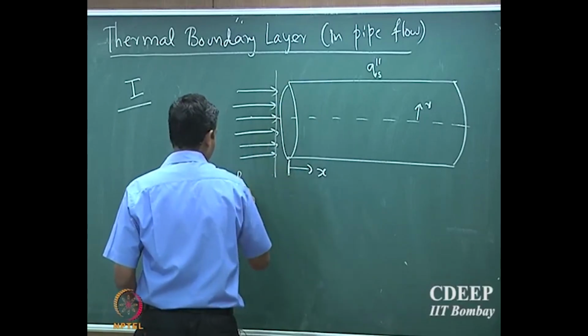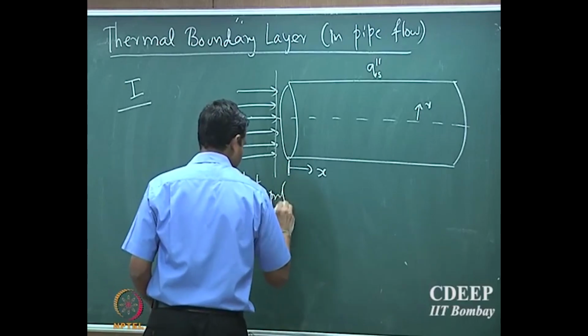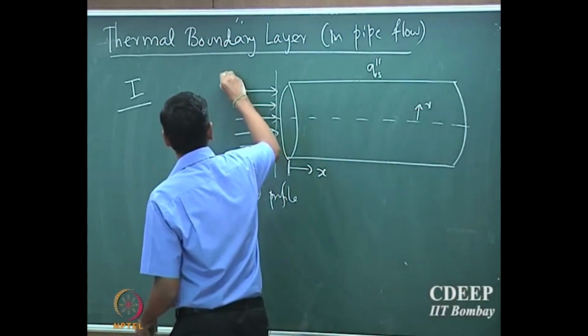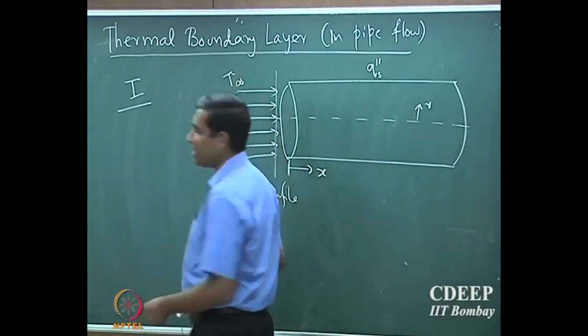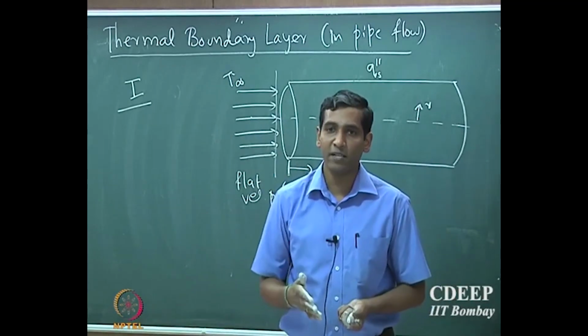So if I say that the fluid is now flowing inside the tube, and if I assume that it's a flat velocity profile before it enters the tube, and if I assume that the temperature is T infinity, okay, so that's the temperature of the fluid before it enters the tube.